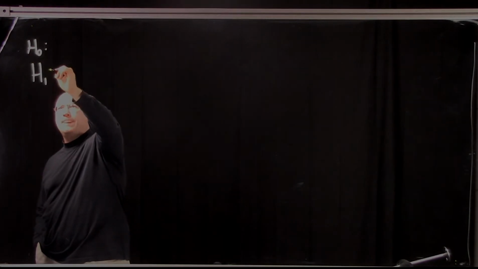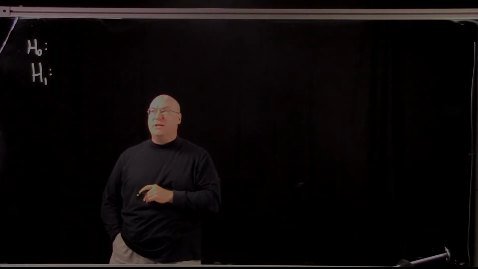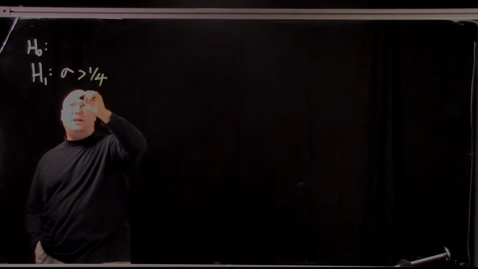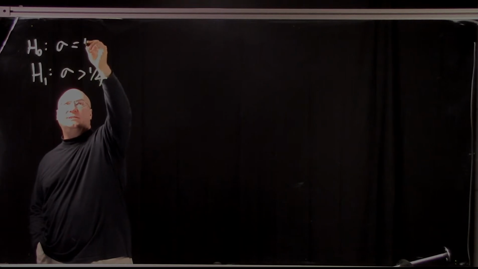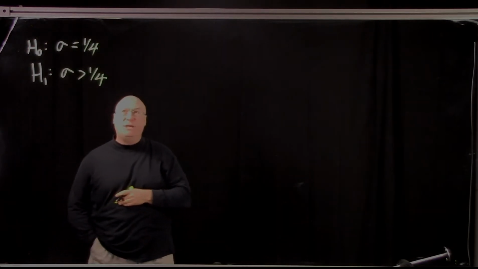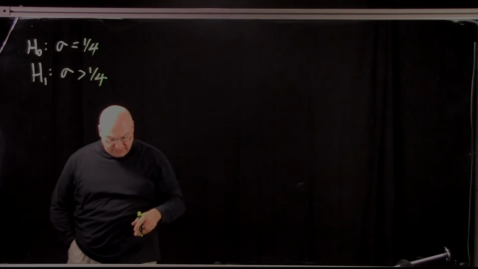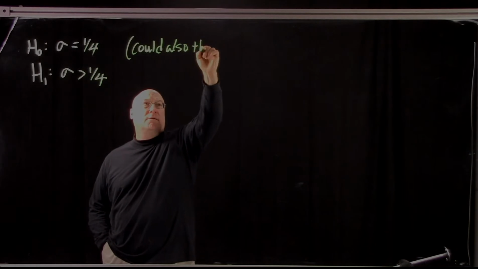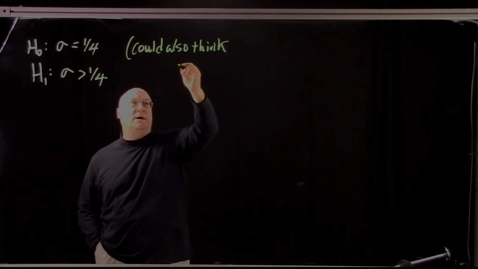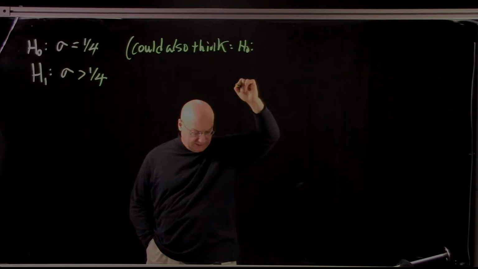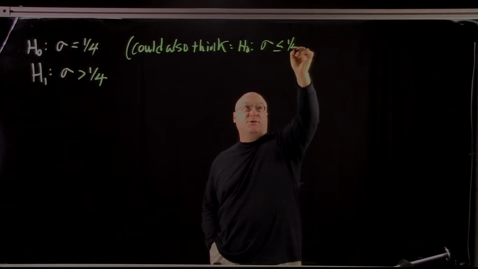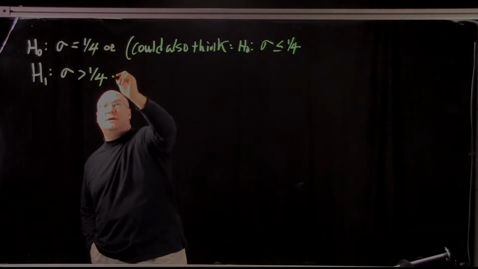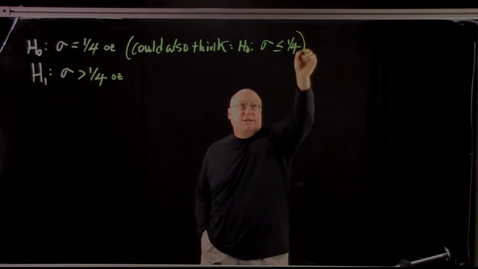So certainly H1, the alternative hypothesis, is going to be that it's greater than. No more than, we could write that as sigma being equal to 1/4. And I say here that you could also think the H naught is that sigma is less than or equal to 1/4. And this is all ounces, right? I should say that here. Ounces.